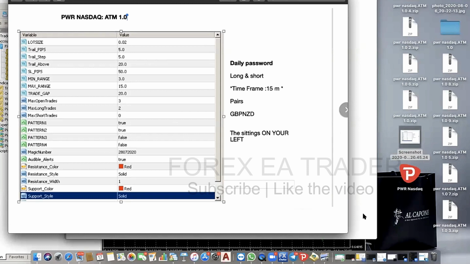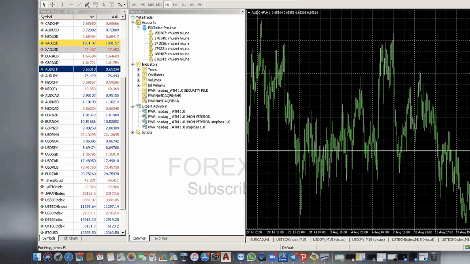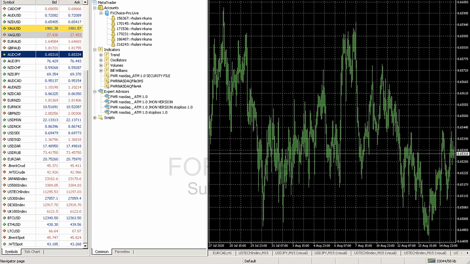When I say, okay, fine, daily password, long and short, time frame 15 minutes, then we're going to give you as well which pair we are going to work with. Then you just punch it in exactly as it is, no changes, right? So I want to show you how it works. So let's now go straight to the software so that we see. I don't want us to be here for a long time.